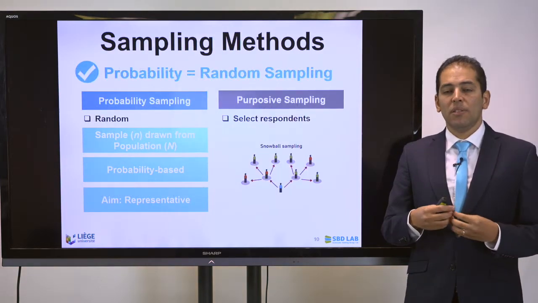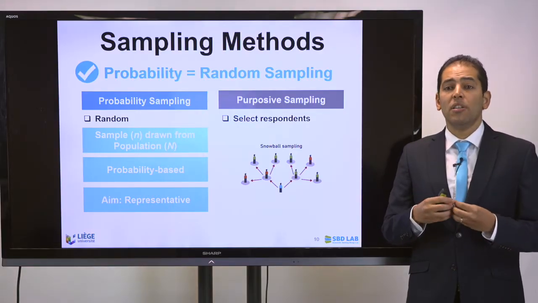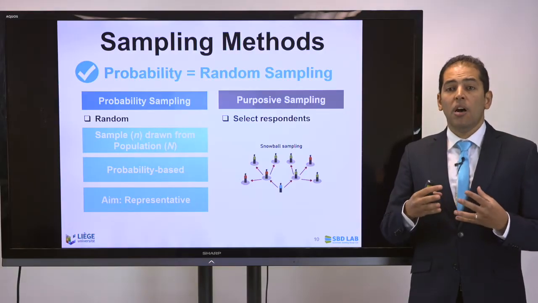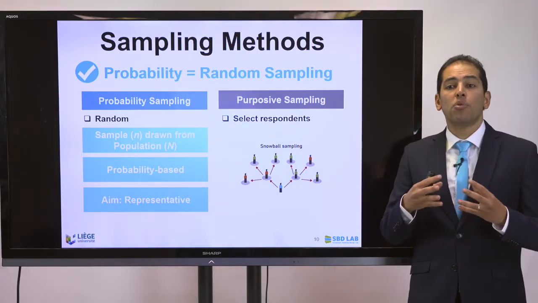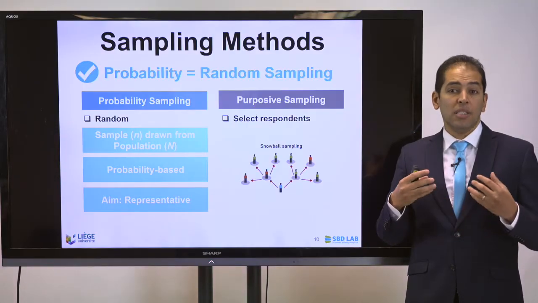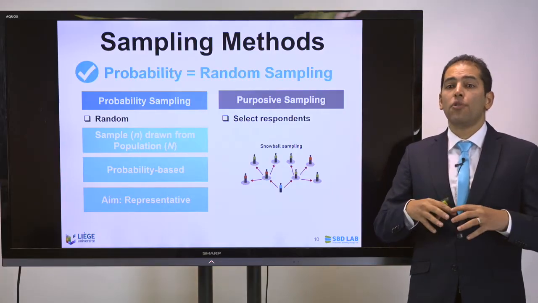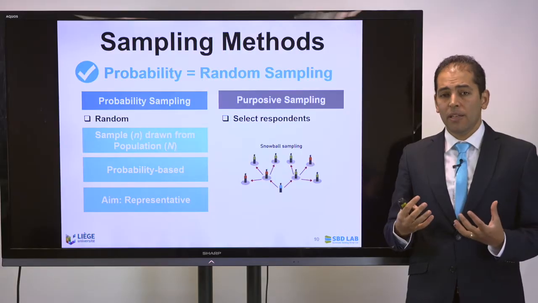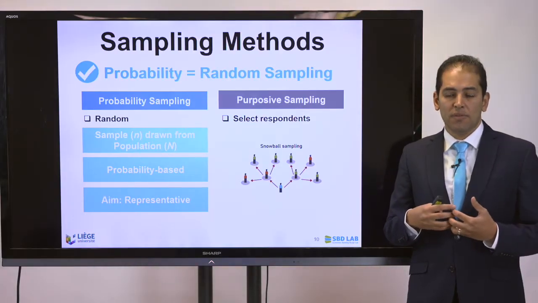Now, when we look at the different sampling methods, there are a lot of different sampling methods, but since we are in the quantitative research methodology under the observational research family, we can mainly focus on the probability sampling. By probability sampling, we mean here random sampling, where we have a sample with a small n drawn from a larger population with a capital N, and we'll have a probability-based approach, and we have representatives.